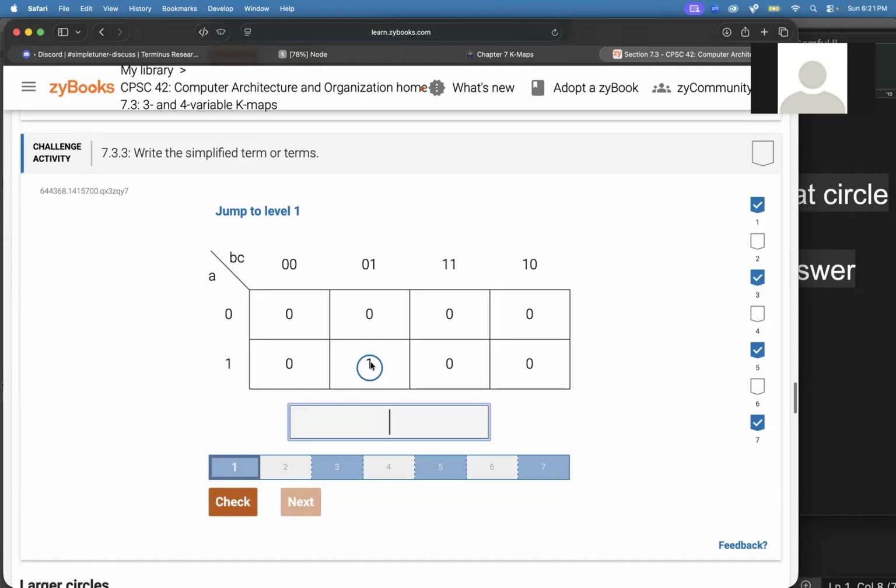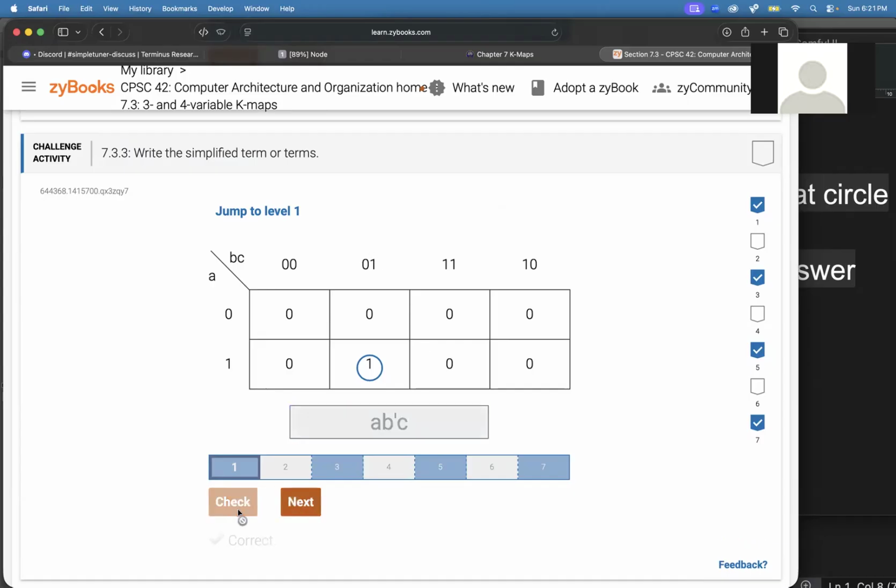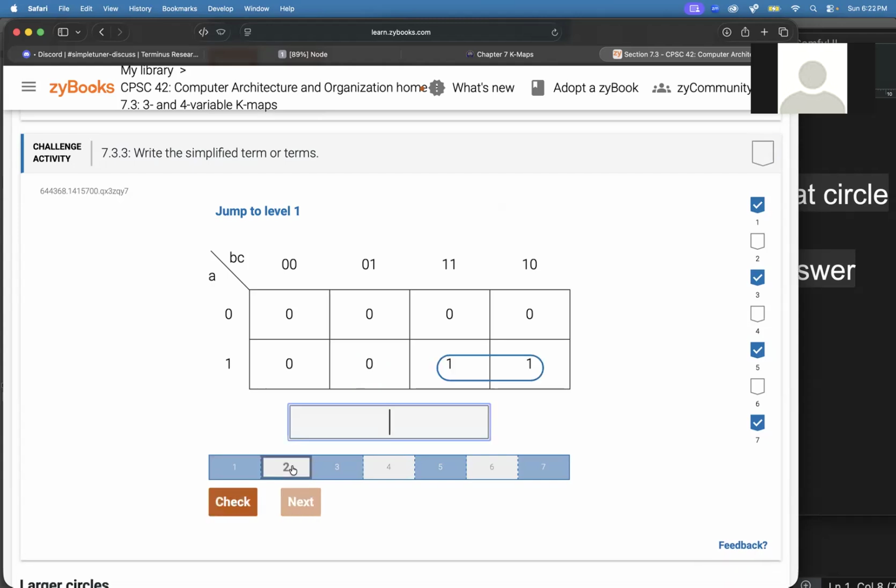So again, when you just have one thing by itself, you're just writing whatever that term is. So this is A. A is 1. B is 0, so that's not B. C is 1, so that's C. There you go. I'm going to do 2.